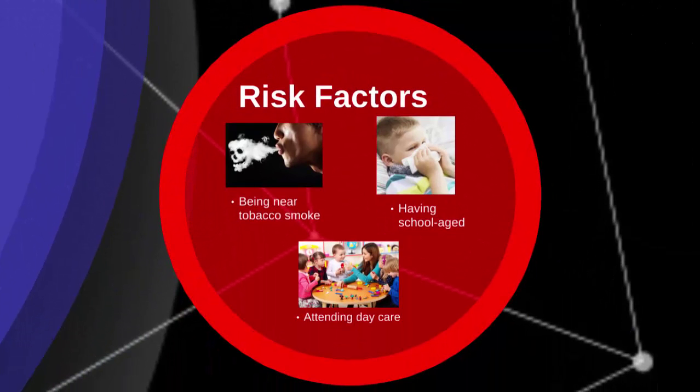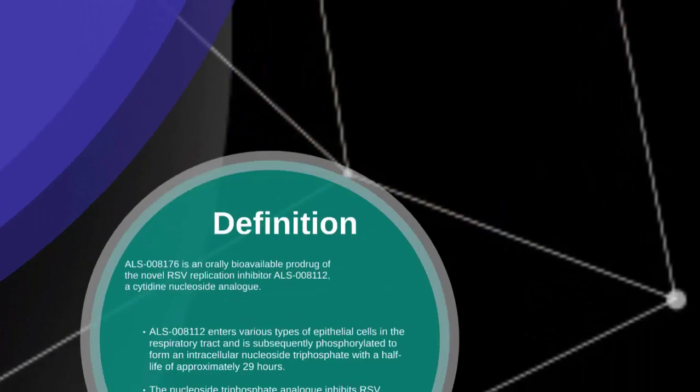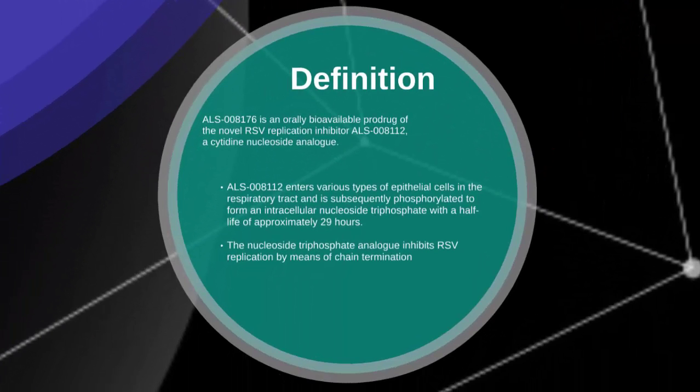So there are some risk factors to consider. First of all, in adults, it's more like being near tobacco smoke, having school-aged children, and attending daycare. So we talk about RSV.